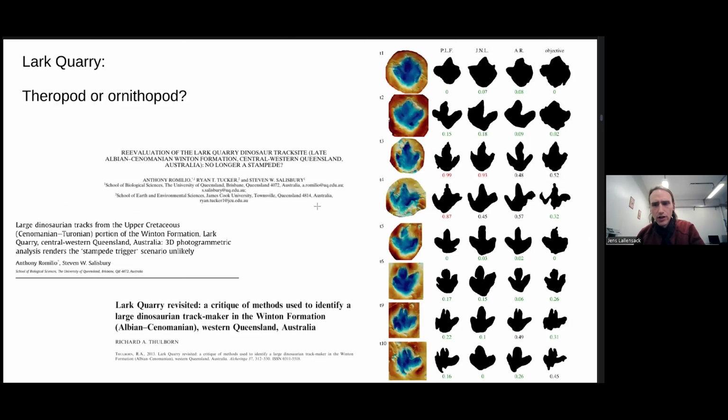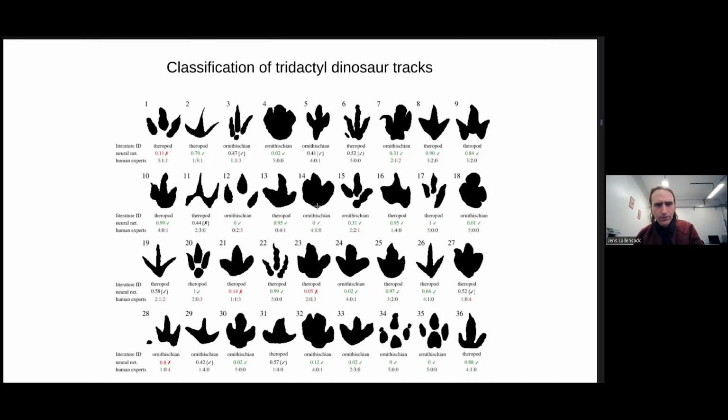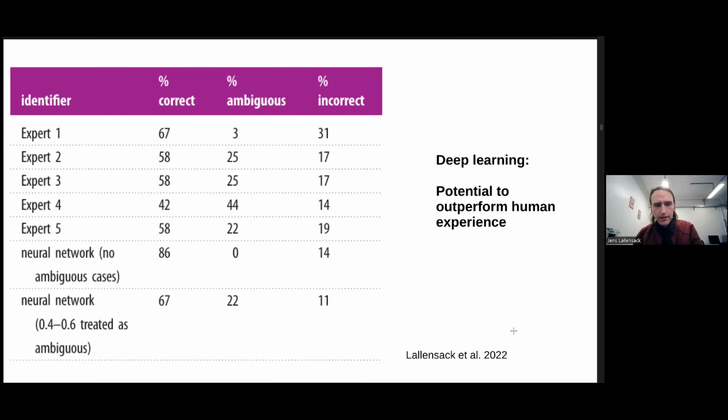This can be quite controversial. A good example is this track from Lark Quarry, that has been hypothesized to have caused a stampede. There have been a couple of papers arguing if this is a theropod track maker or an ornithopod track maker. The model that we trained was quite convincing. We tested it on an independent data set, and we gave the same data set to 5 human experts who all have published multiple papers on precisely these tridactyl tracks. And the neural network, the model, was consistently better than the humans here.